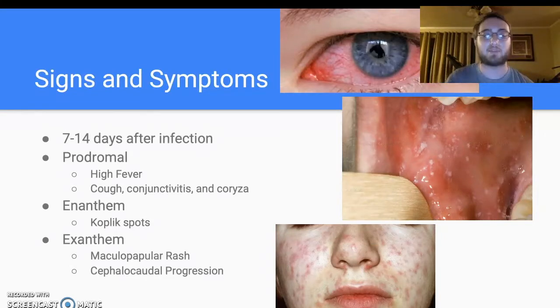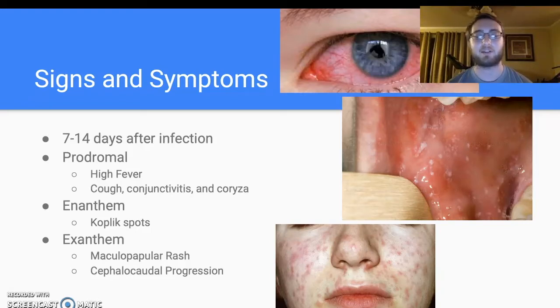So for signs and symptoms, these will fall into 4 stages of the disease. The first is a 7 to 14 day period right after coming into contact with the virus, and it's the incubation period, and this is where it's going to replicate unnoticed in the body. After the incubation period, it enters the prodromal stage, in which a patient experiences high fever, and what they call the 3 C's. The first is cough, the second is conjunctivitis, and the third is coryza.